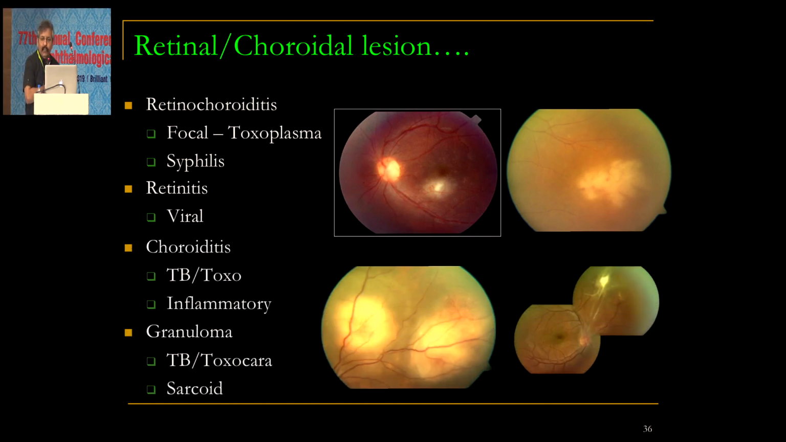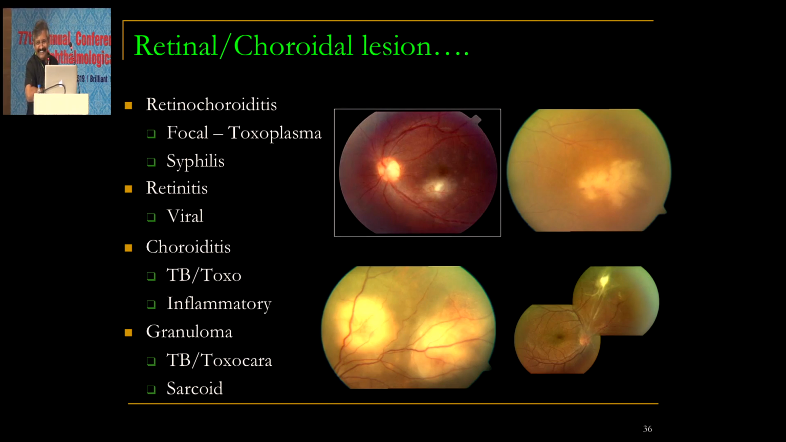Choroiditis can be inflammatory or infective. Retinitis or retinochoroiditis is never non-infective. In other words, retinitis and retinochoroiditis are always infective. Okay. So retinitis is viral. Viral is never choroidal. TB is never retinal.